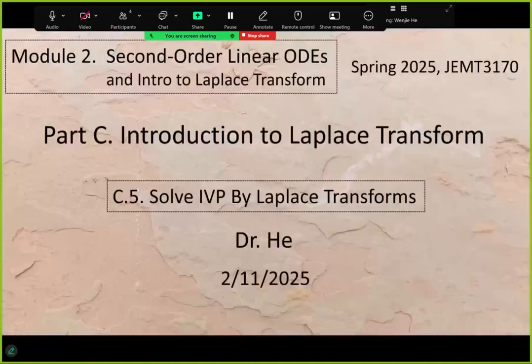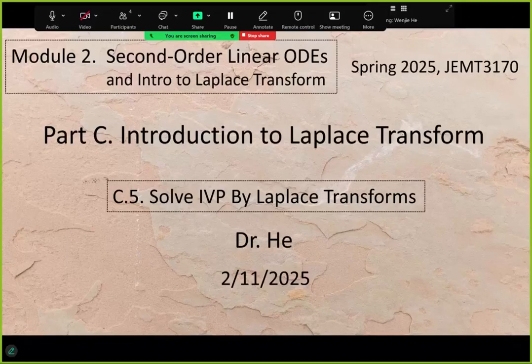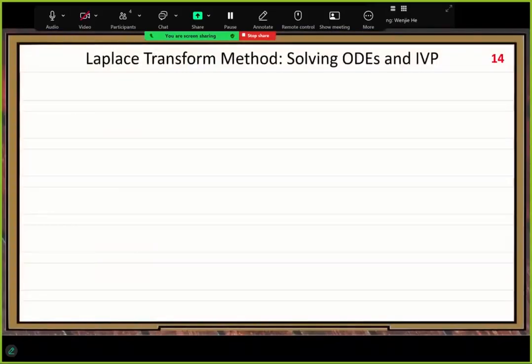So only a few minutes left. Let me see if I have enough time to do one example: solve an IVP by Laplace transform. At least we can solve one, because the first one is pretty simple, pretty straightforward. Let's solve one IVP problem using our new Laplace transform formulas.